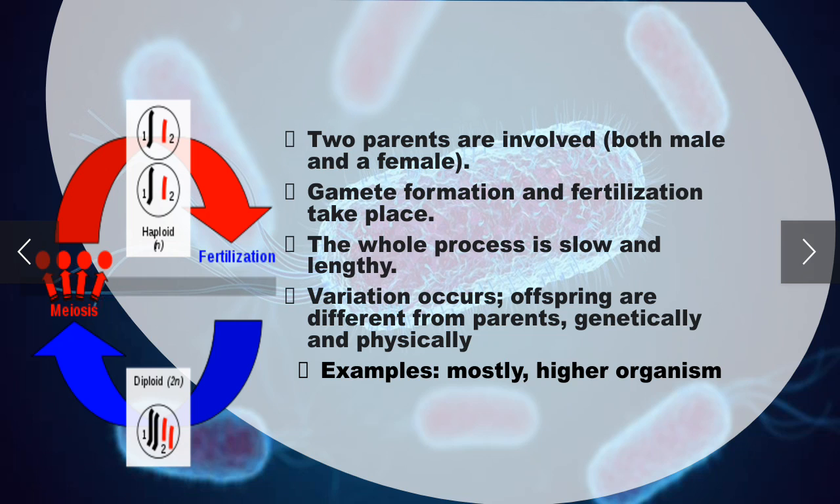Fertilization occurs and then zygote formation occurs and embryo formation occurs, and then the embryo develops a new plant body or a new organism. And this type of reproduction occurs in higher organisms, for example humans and other animals and higher plants.